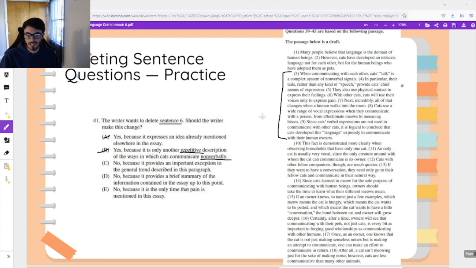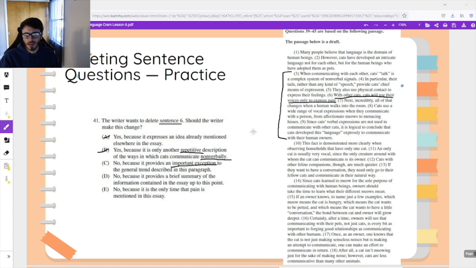Again, we have to find the correct reasoning though. So C, no, because it provides an important exception to the general trend described in this paragraph. Okay, yeah, I think that could make sense. It does provide an exception, right? Because up until this point, it's all talking about non-verbal ways that they communicate. So I think C could be correct here. And it is an important exception, right? Because it would be misleading to say that they only communicate non-verbally. So they're kind of pointing out there is one case in which this is different. So C, I think, is probably good.